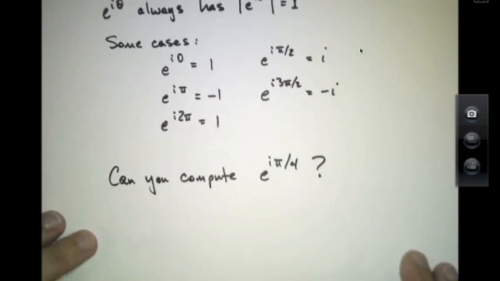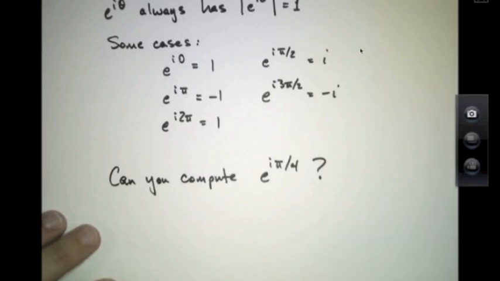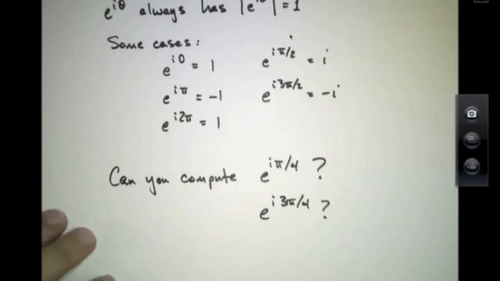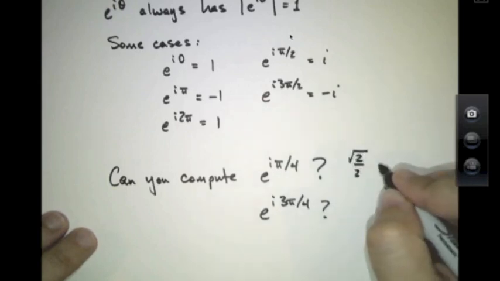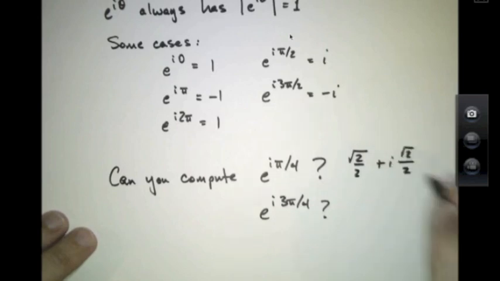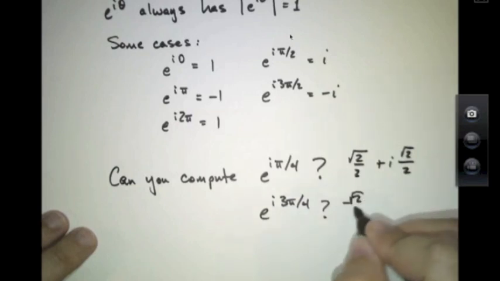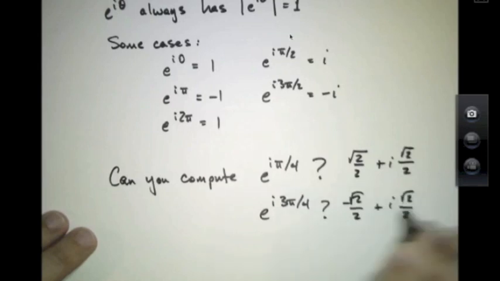So you should try computing a couple of cases. What, for example, is e to the i pi over 4? Or e to the i 3 pi over 4? Well, the first one is root 2 over 2 plus i root 2 over 2. The second one is minus root 2 over 2 plus i times root 2 over 2. So the real part is negative, but the imaginary part is still positive.